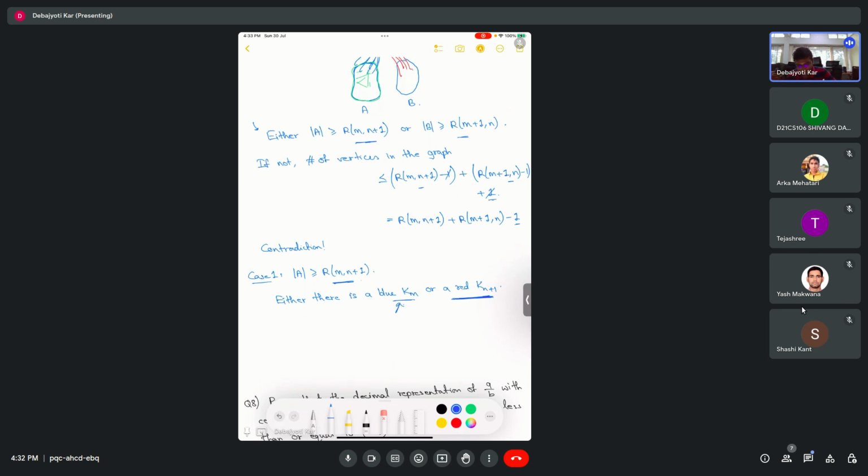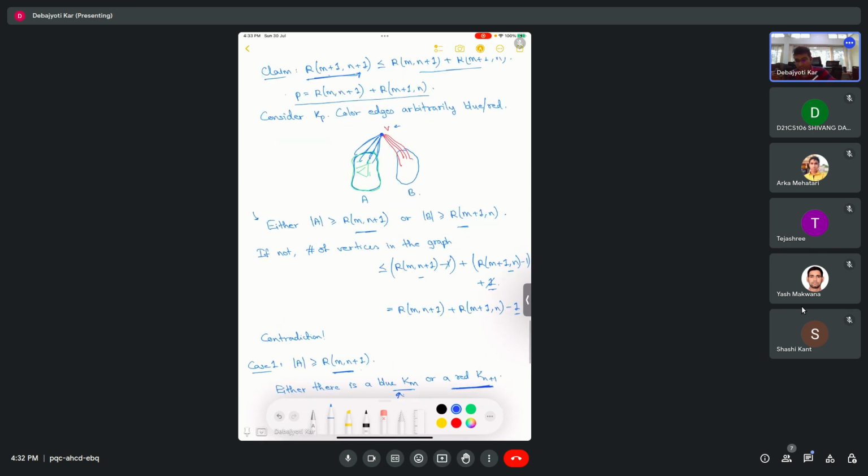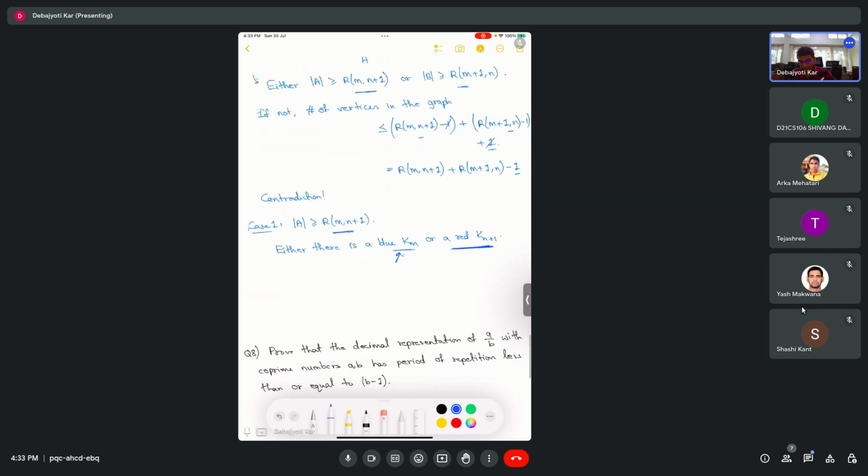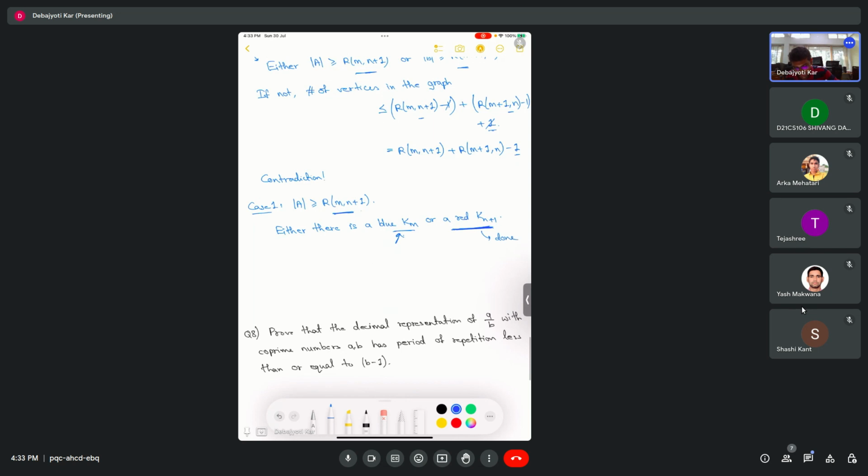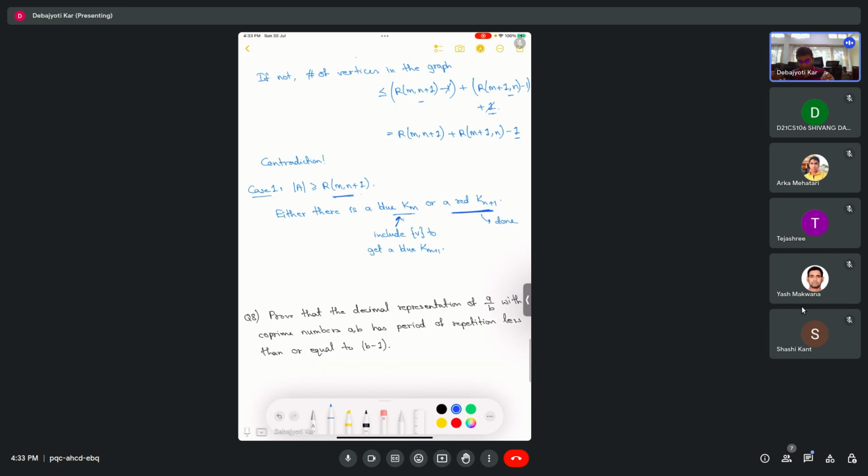Otherwise, if there is a complete graph on m vertices which is colored blue, then combining it with v, so here we have m vertices such that all these edges are blue. If we include v in this, since all these edges are blue in color, we will have a complete graph on m plus 1 vertices, all of whose edges are colored blue. So in this case we are done, and in this case we include v. So in this case also we are done. Okay, so case 1 is complete.